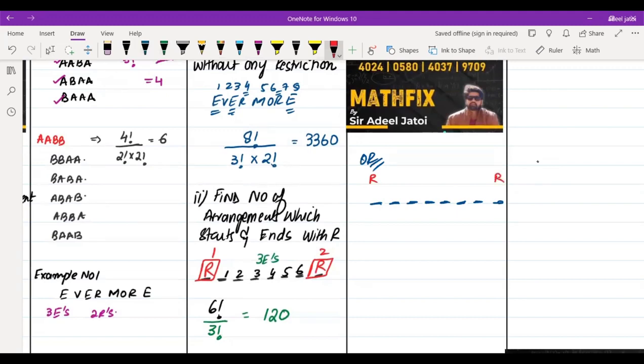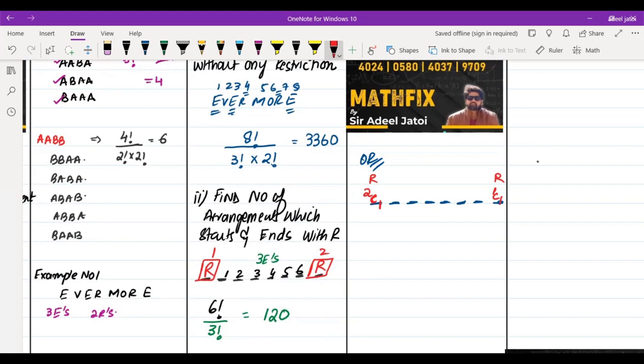Now, since I'm not doing fixed positioning, for the first position I need to write down R. I have 2 different options of R's. Out of that 2, only 1 can come here. So 2C1. And since 2C1 is at the first position, we will have 1C1 in the last position, because the second R is left.